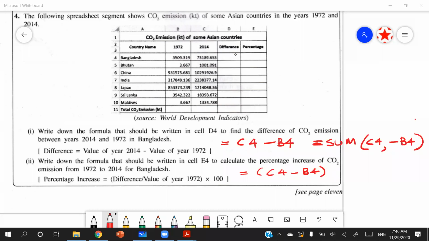And the percentage is going to be C4 minus B4, as it says, the difference, divided by the value of 1972. That means again B4, right? Then multiply it by 100. Or else, the difference is there in D4 already. So D4 divided by B4 multiplied by 100. Right, so that's going to be the answer for the second one.